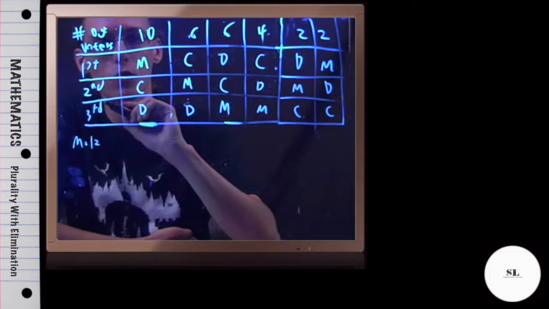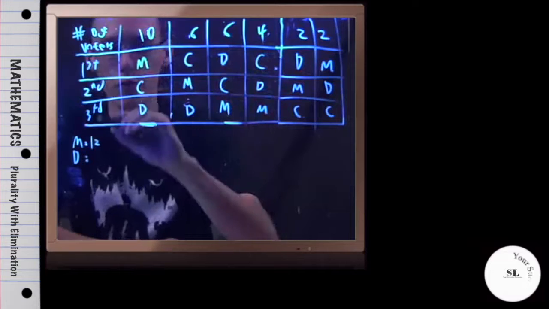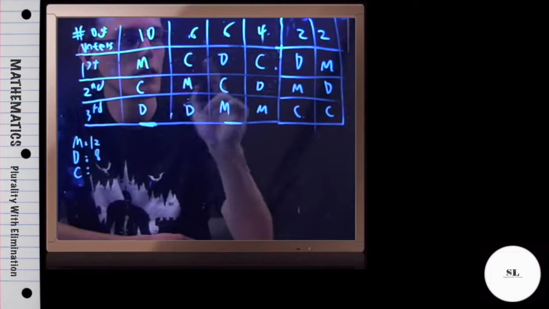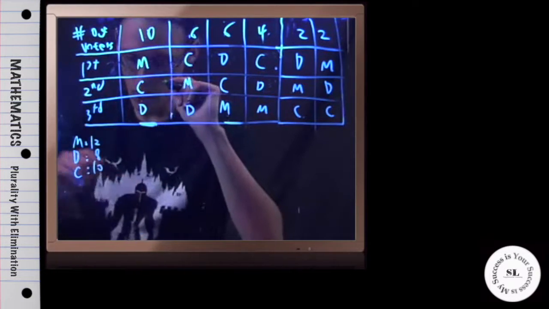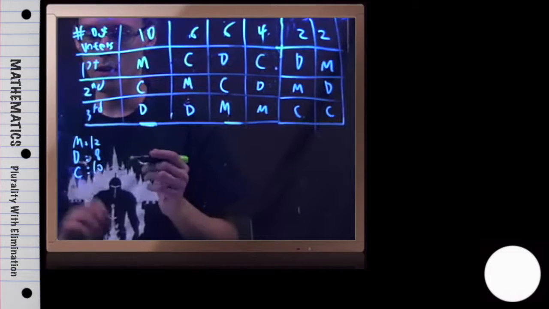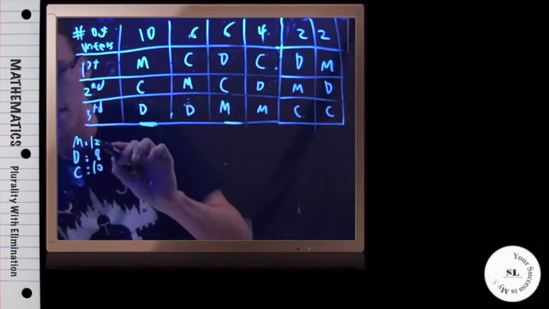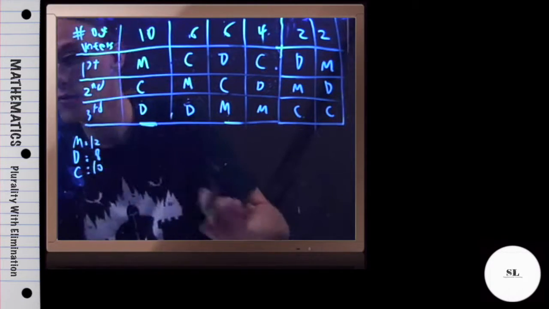Let's see how many people chose drama. Well, we've got 6 here and 2 here for 8. Let's see how many people chose comedy. Well, we've got 6 here and 4 here for 10. So we just need to see if anyone here has a majority. Well, if anyone's going to have a majority, it's the M right here of 12, because that's the plurality. That's the most votes. But is it most of the votes?